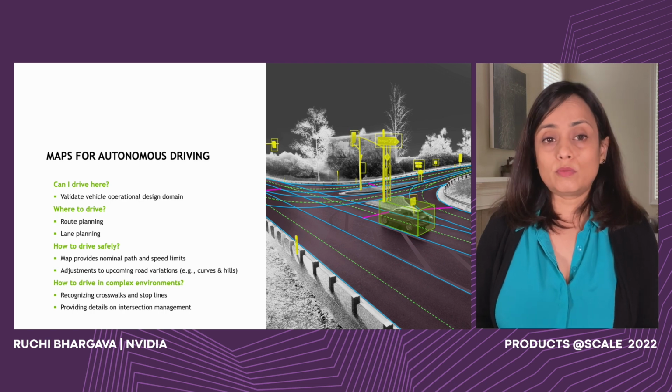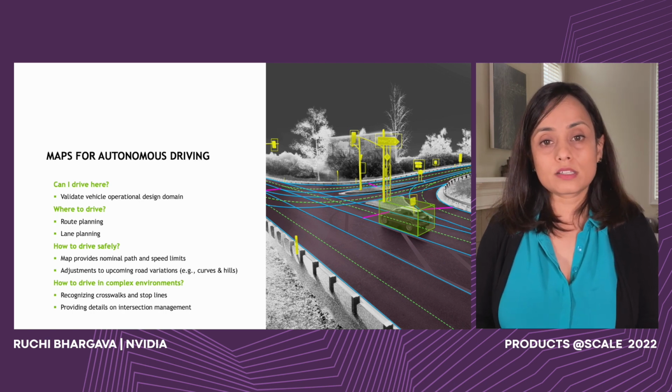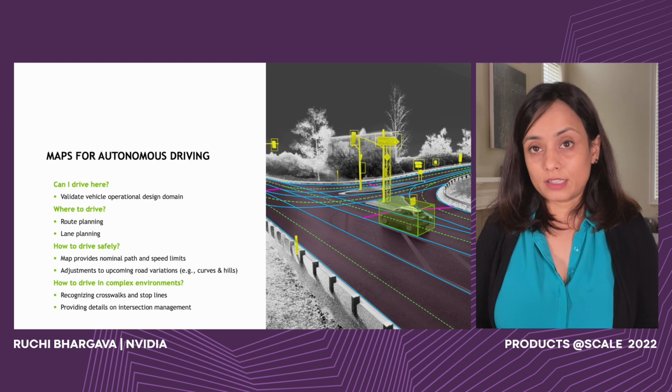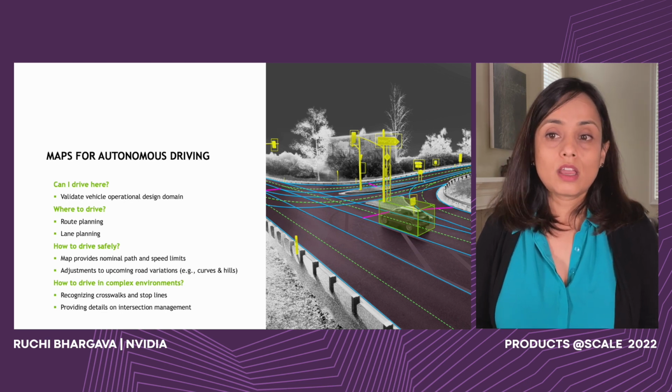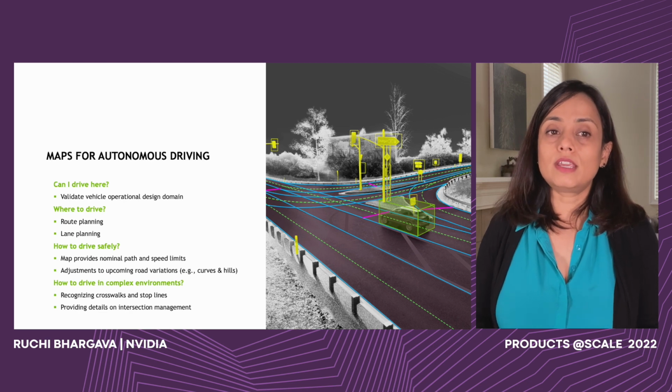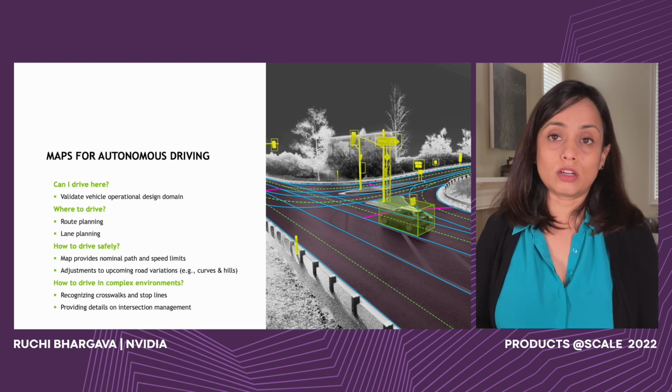Maps are essential when we start driving in more complex environments, which contain things like traffic lights, roundabouts, and other harder features for an AV to navigate. Maps provide details that an AV can use to drive through such a complex environment.